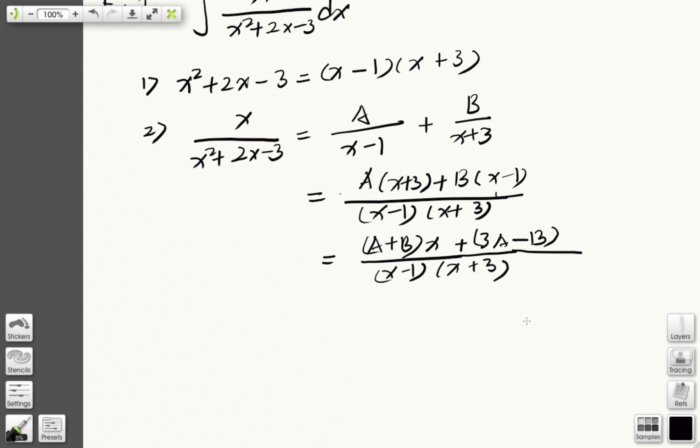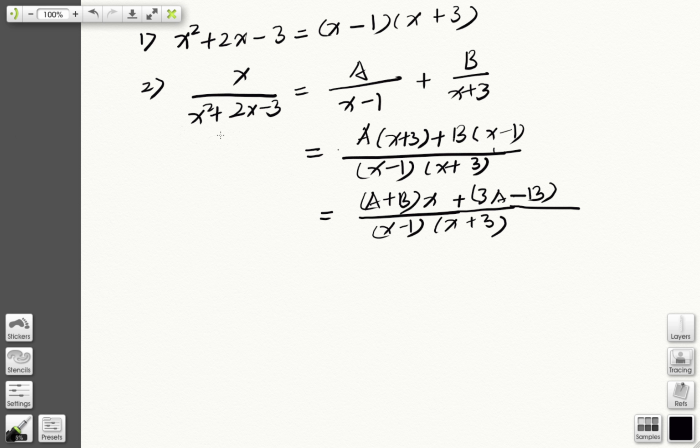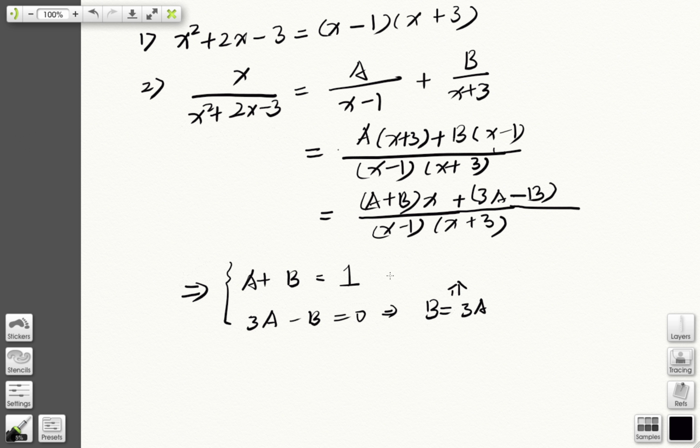Right. Okay, so we want the left-hand side to equal the right-hand side, which means a plus b equals 1 and 3a minus b equals 0, right? So this gives us b equals 3a. Plug it back into the first equation, we have 4a equals 1, and then we have a equals 1/4, then b equals 3/4.